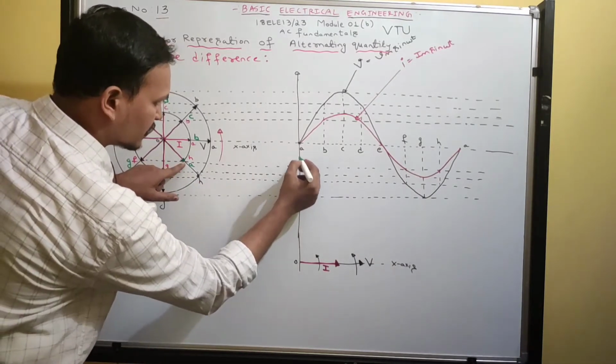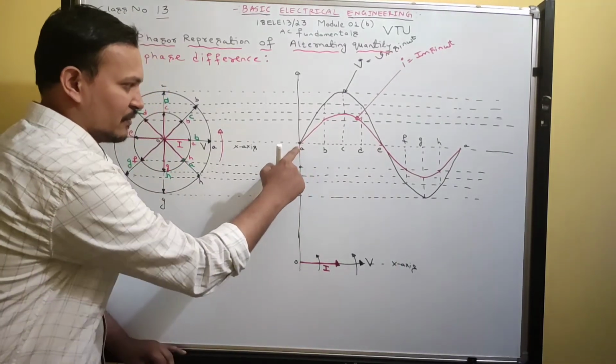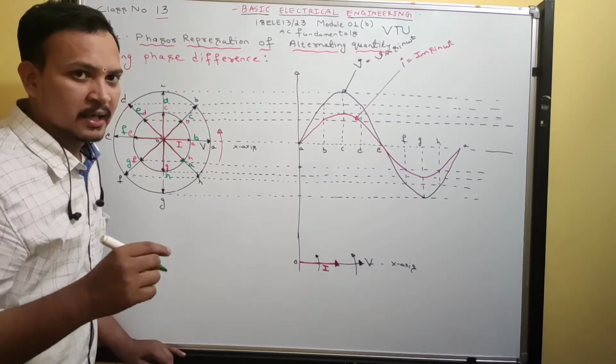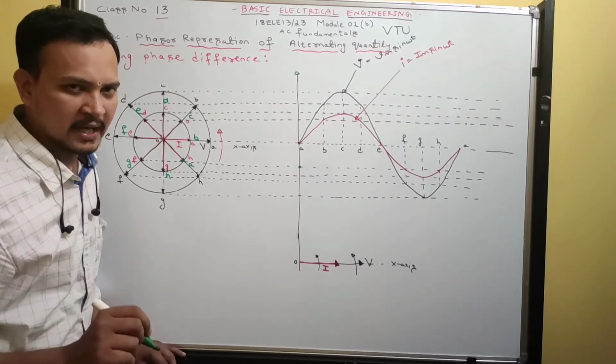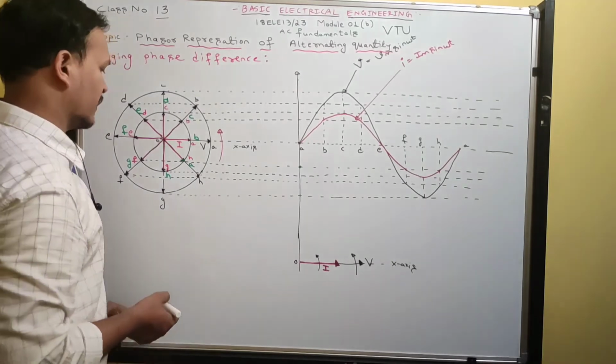At position A, you get a negative value. When t is equal to 0, the instantaneous quantity has a negative value. What does it indicate? Negative phase. I said in the previous class, negative phase is also called lagging phase. Now we can observe that in the waveform.